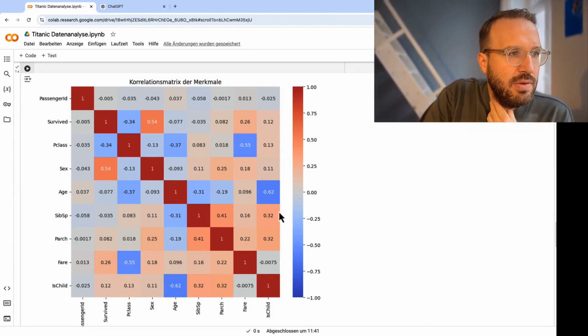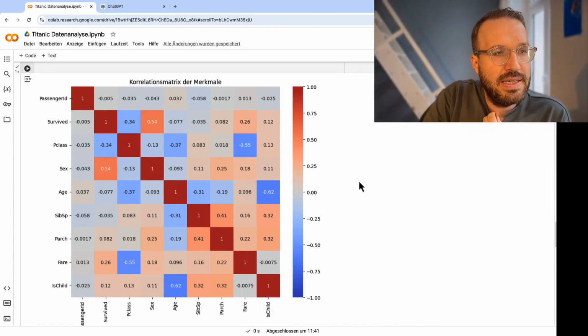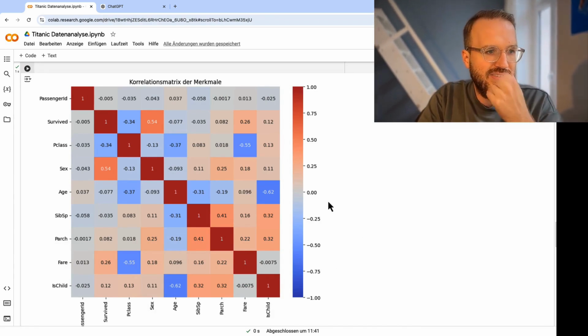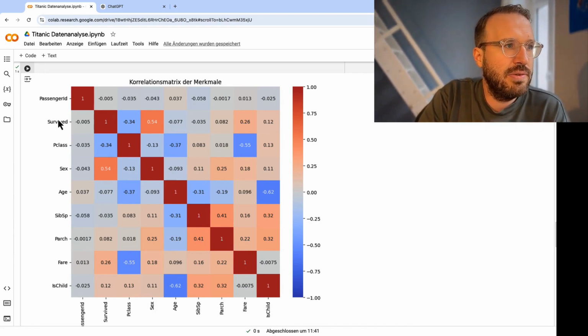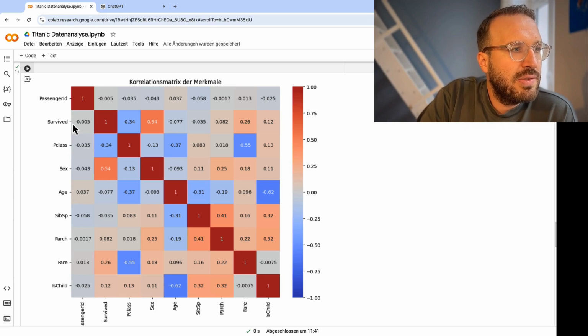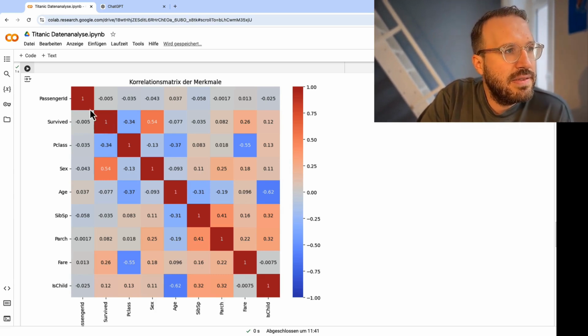So we first see that it is represented here quite nicely. Red indicates a positive correlation and blue indicates a negative correlation. And then we can take a look at survived, which is our interesting variable. And then we go through this here. We can see, of course, that it is correlated with itself. That's always the case. That's this diagonal here. And then we see, for example, a very strong negative correlation with class.